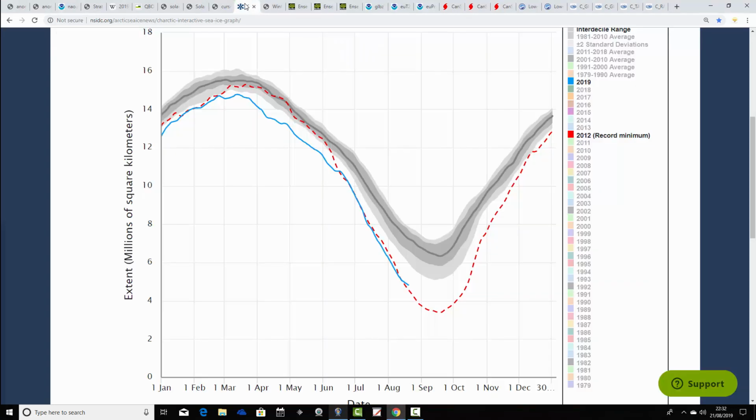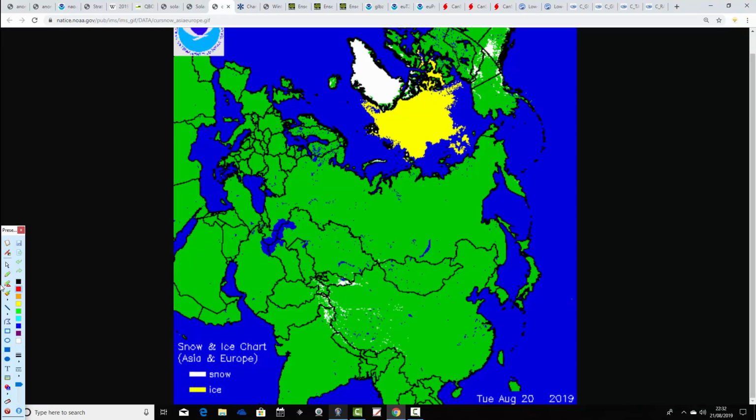One of the first things that we look at is Arctic sea ice extent, which you can see on here actually. This yellow area is where we've got Arctic sea ice at the moment. The melt season is well and truly underway. Of course, this is a very big melt season that we're having again.